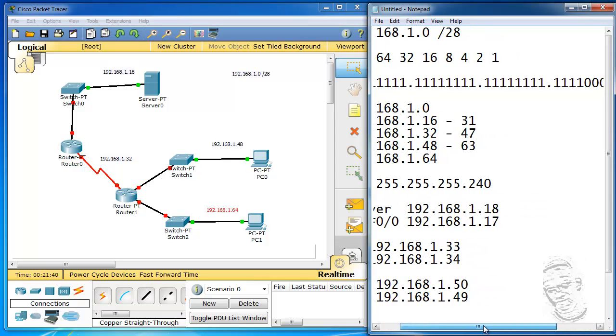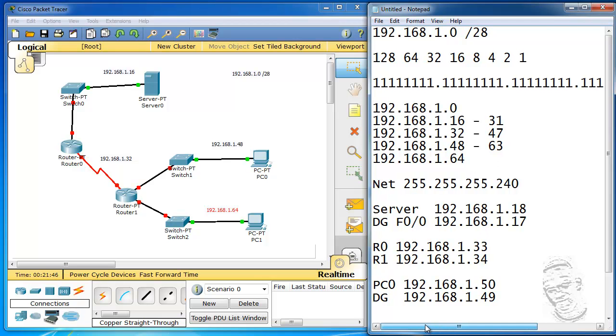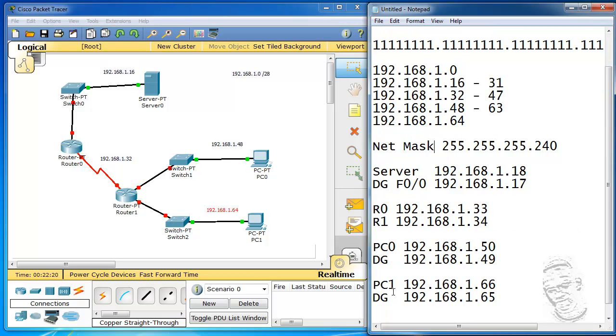Alright, so we mapped out the network and found out what the magic number was. As you can see, the magic number is 16, so the network should increment by 16. Find out the broadcast IPs for each one. We set the net mask as 255.255.255.240. We got the server address, which is the second usable host, and the router's fast Ethernet default gateway is .17. Router 0 serial interface takes up the first usable address, and router 1 takes up the second usable address. PC 0 takes up the second usable address in the 48 network, while the default gateway takes up the first, and PC 1 does the same.